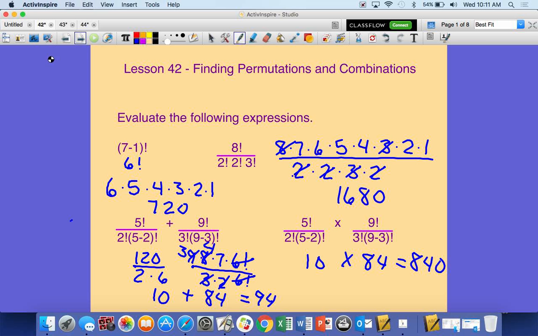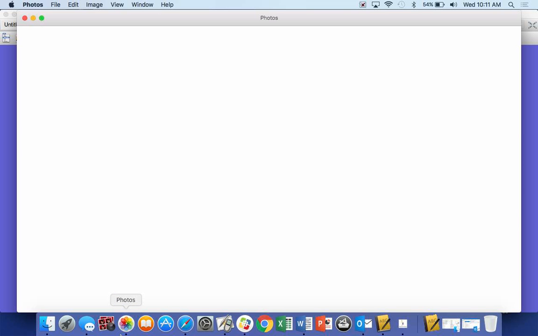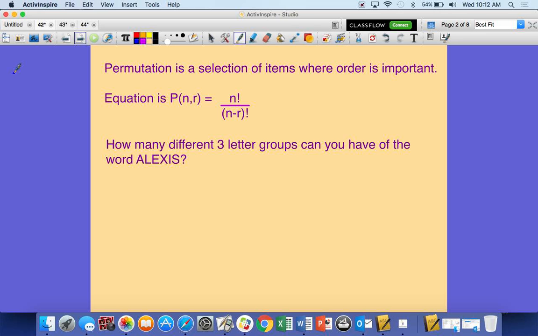840. All right, now one place where we use this is when we deal with permutations. Permutations are a selection of items where the order is important. All right, so for example, you pick one and you can't pick it again, where the order of this event happening has to be in that order.